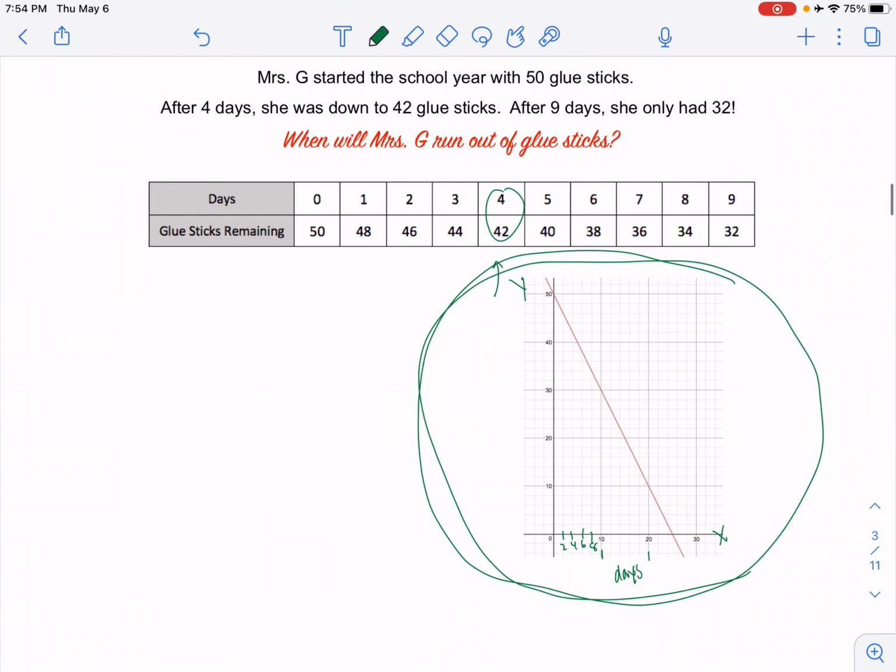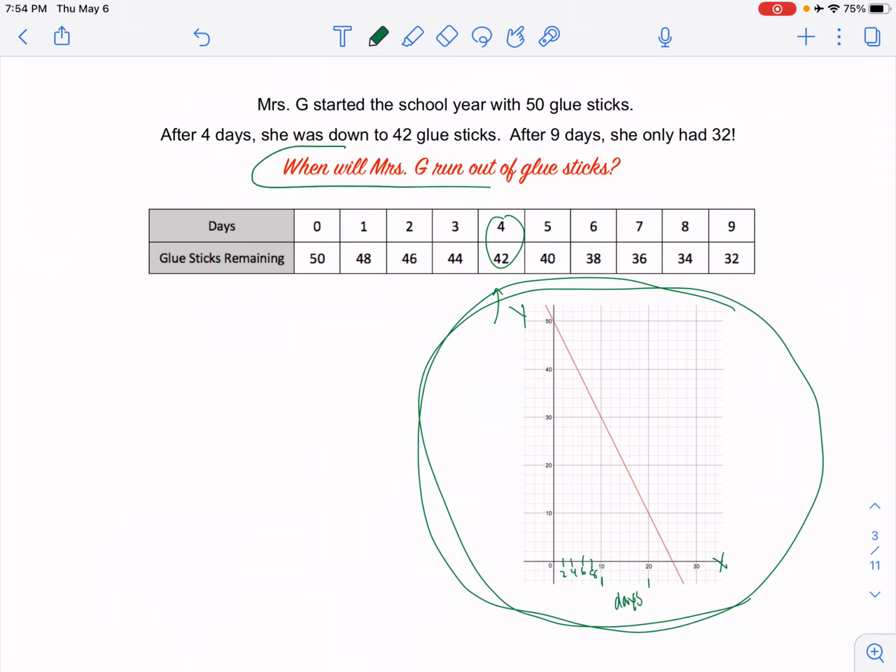All right, so what I want you to do here in class today, now that we're done with that: when will Miss G run out of glue sticks? That's an interesting question. Maybe we'll tackle that one as a warm-up next time. Have a think about that, and I'll give you your answer for that next class.